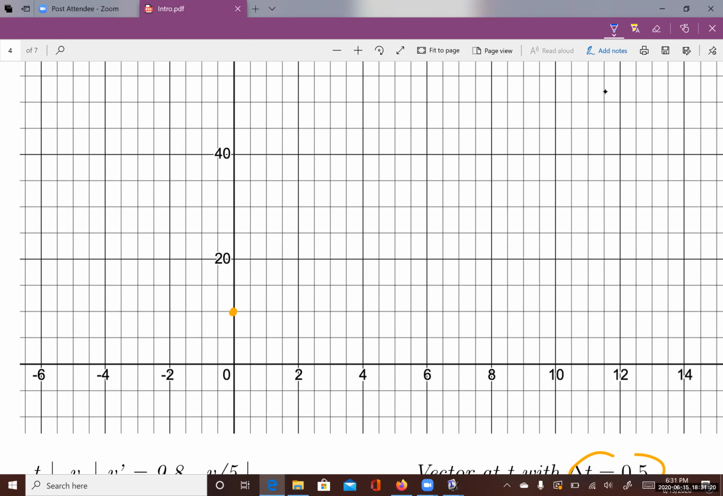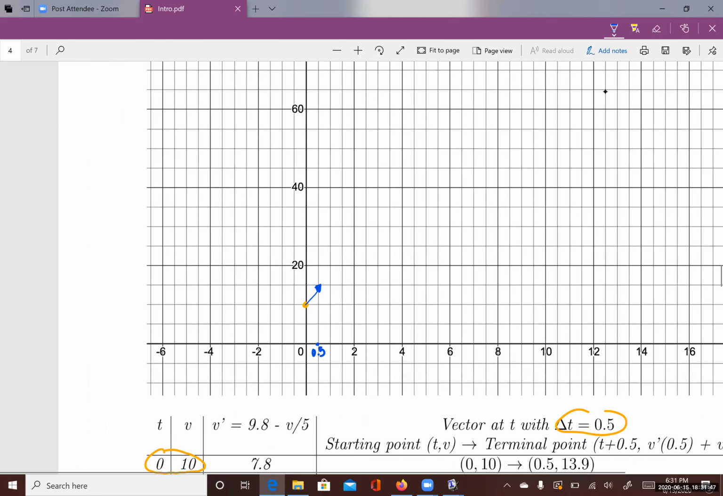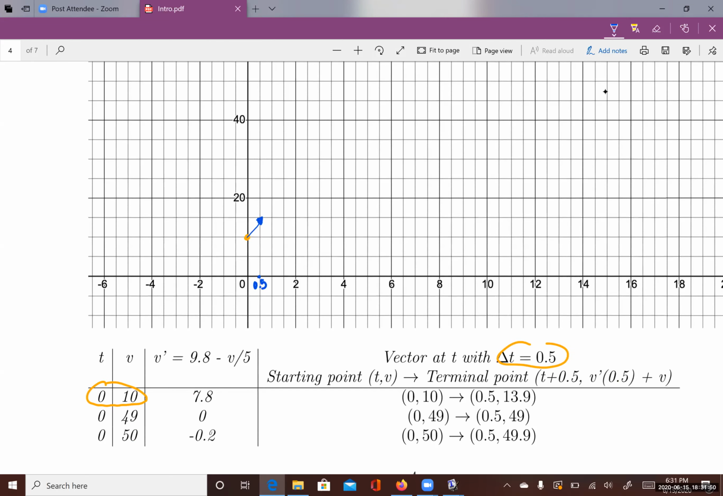So the terminal point is 0.5 right here, and then 13.9 is somewhere over here. I just drew one slope vector at the point (0, 10), where the slope of the tangent line is 0.8 using the differential equation.